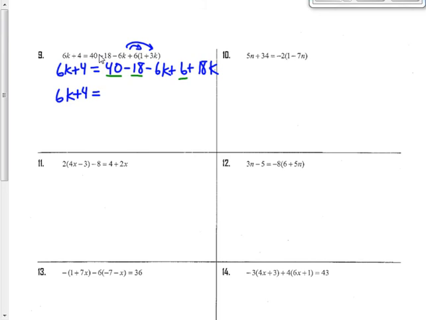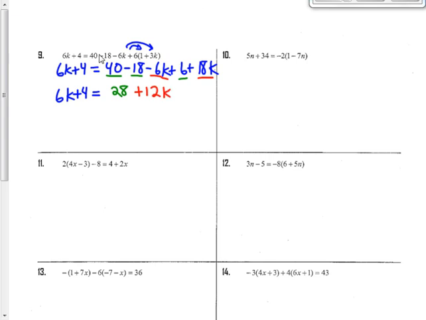And then I've got 22 plus 6, which is 28. I've also got some k's in here. I've got negative 6k plus 18k. I'm not doing any opposite operations because I'm not moving anything. They're all on the same side. So negative 6k plus 18k is positive 12k.